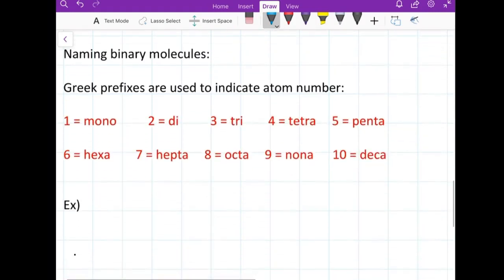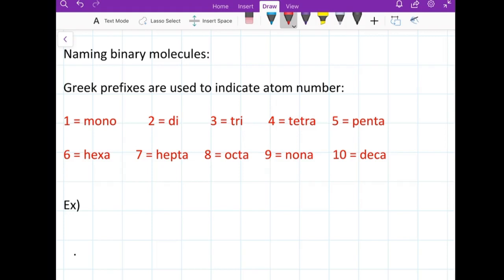So go ahead and write this stuff down and then I'll explain how it works. Okay, so these Greek prefixes have to be used to indicate the number of atoms present. The reason I have to do that is because when we share electrons, that does not create charge. And since there's no charge, we can't predict, just by listing the elements, what the formula would be.